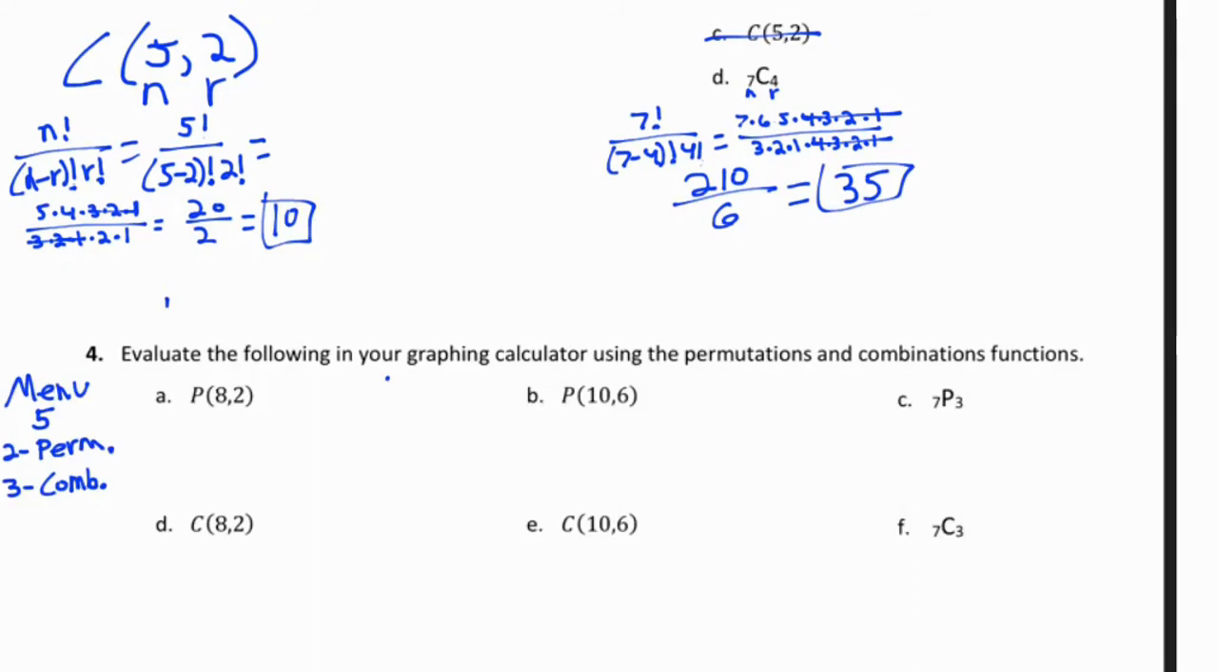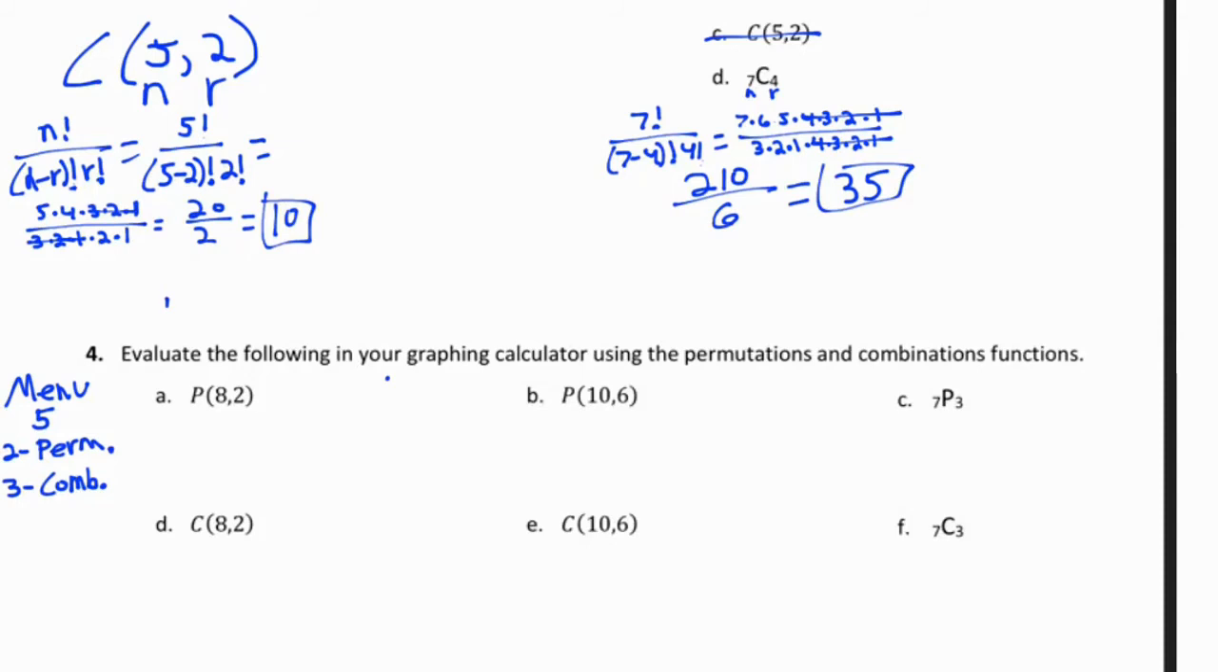So now that we know how to do this longhand, I'm going to show you guys how to use it with your calculator. Literally all you have to do in your calculator, if you want to get to either permutation or combination, is click menu, click the number 5, and that's going to be for probability, and you'll see 2 is going to be for permutations, 3 is going to be for combinations. And literally you'll type it in how it shows here.